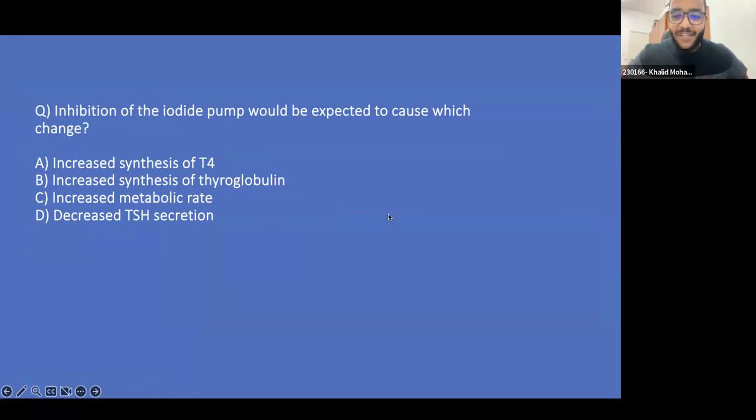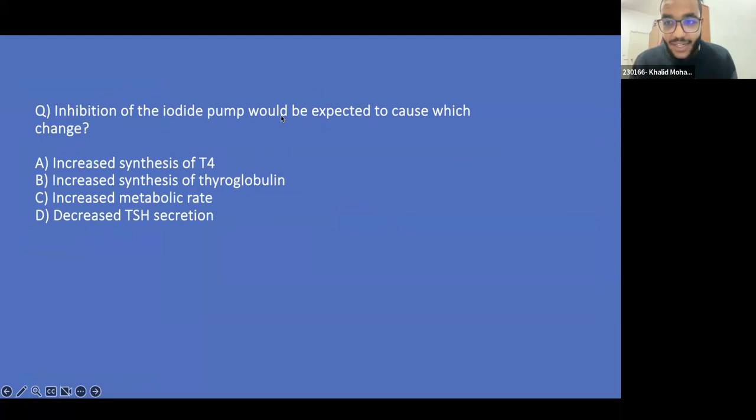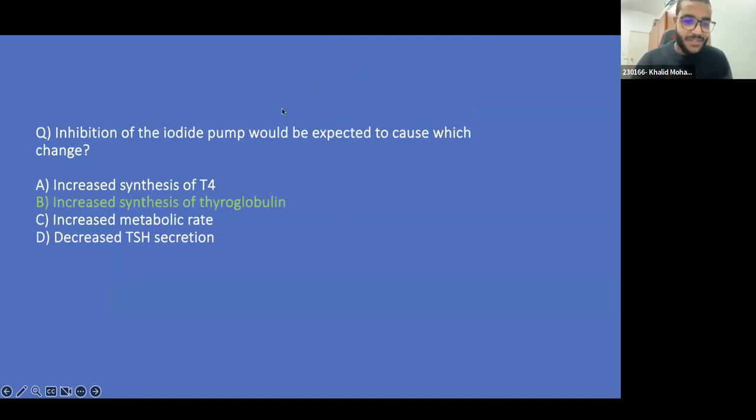Hello guys, can you see my screen? Yes. Okay, so first question. Inhibition of the iodide pump would be expected to cause which change? You have a B, B, B. Okay, yes. Good job, guys.